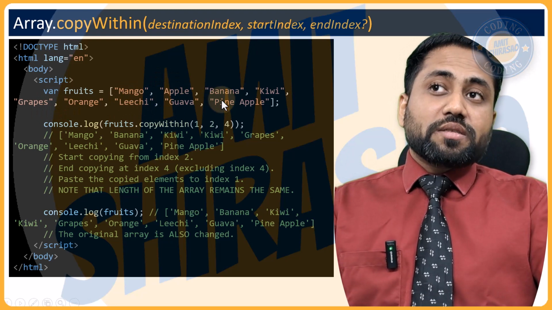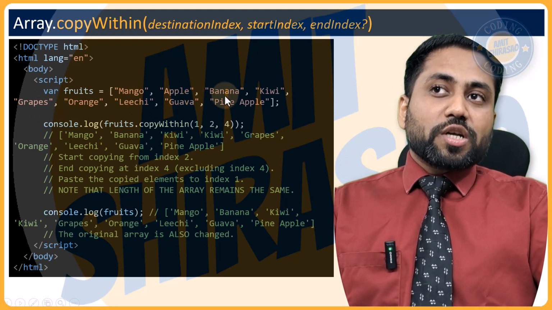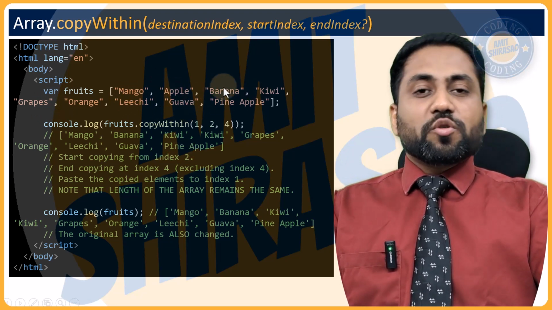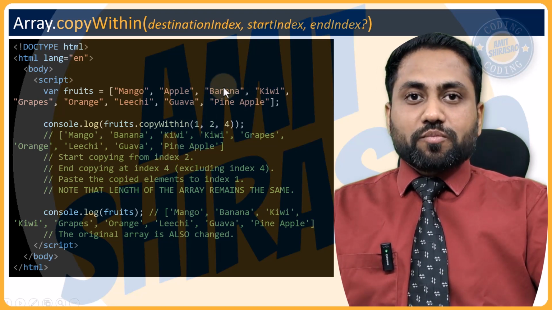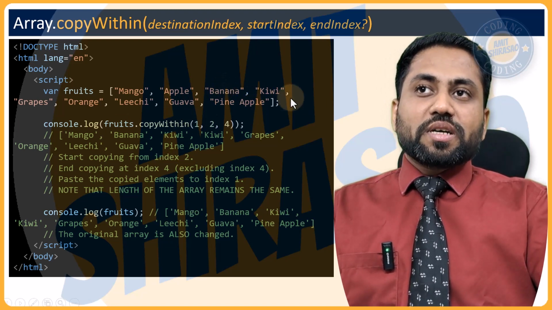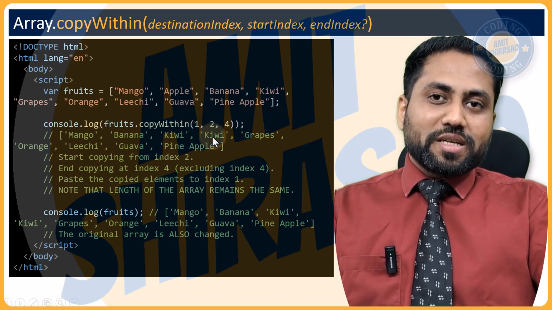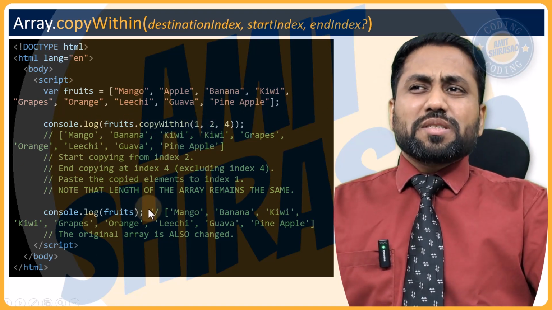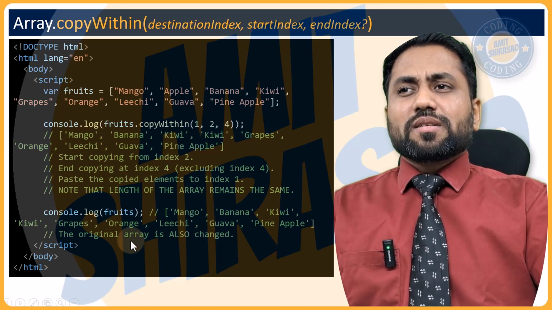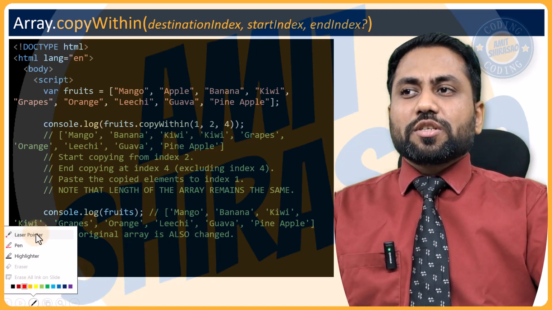That is all okay, but you had copied only two elements, so only two of them got replaced by the copied elements. Rest of the elements stayed the same. So here kiwi stayed the same. So kiwi came twice here. Got the idea? This is what it basically does, and the original array is also changed.